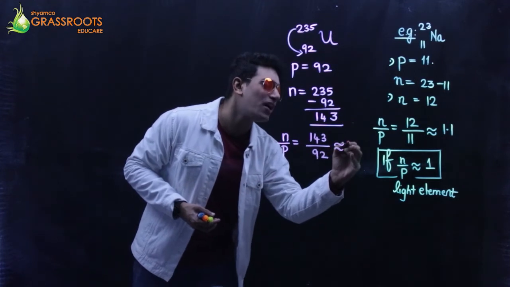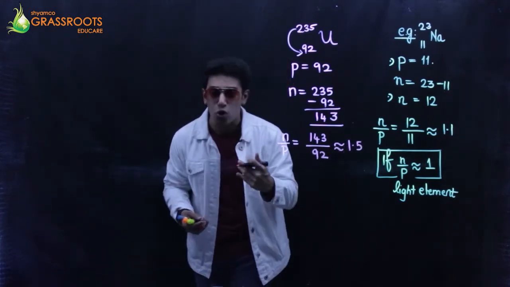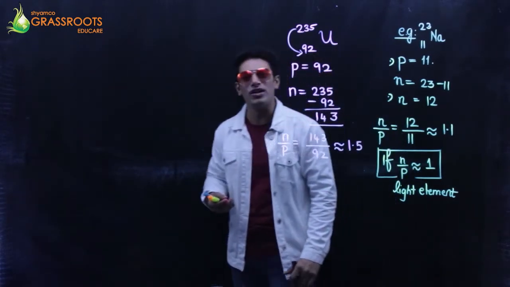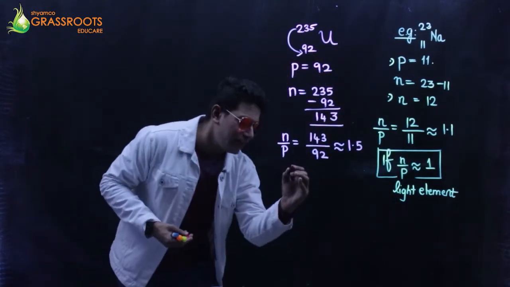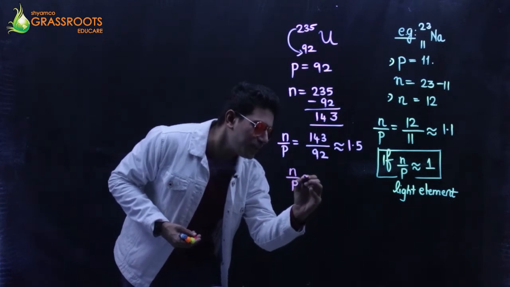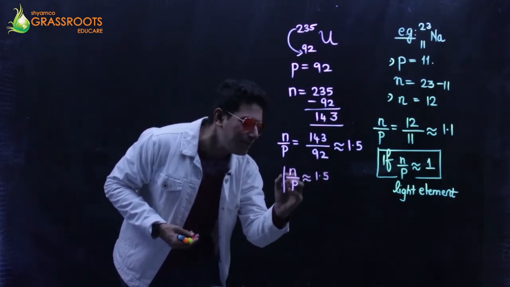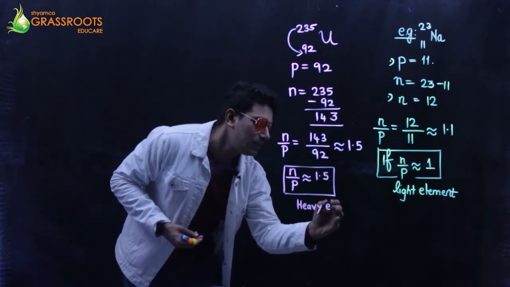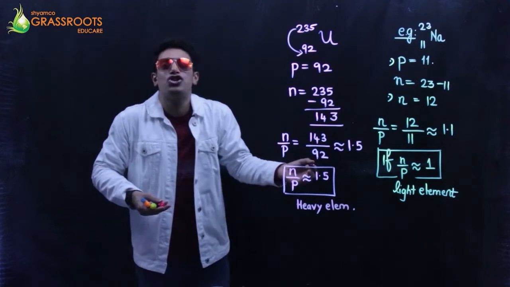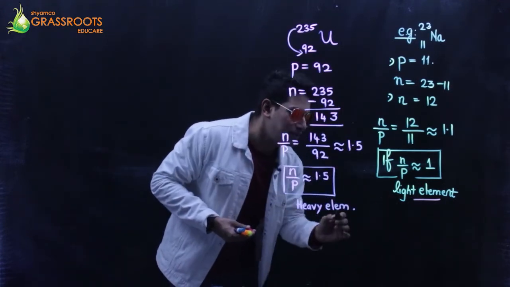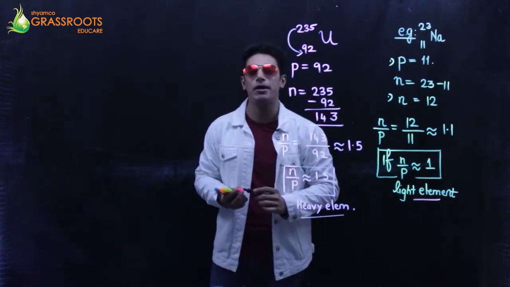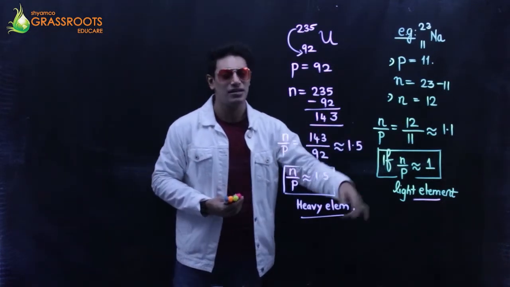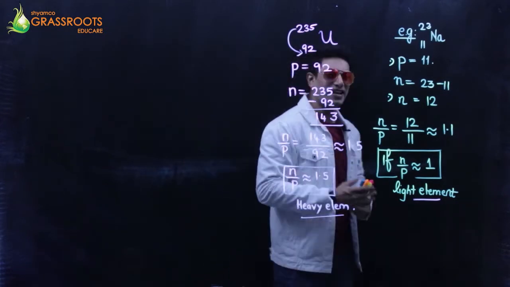The answer will be approximately 1.5, close to that value. So I come to another conclusion: if the N to P ratio is approximately 1.5, that element, that metal, is said to be a heavy metal. So guys, to differentiate between a light element and a heavy element, point number 1, the neutron-proton ratio: if it's close to 1, it's light. If it's approximately 1.5, it's heavy.